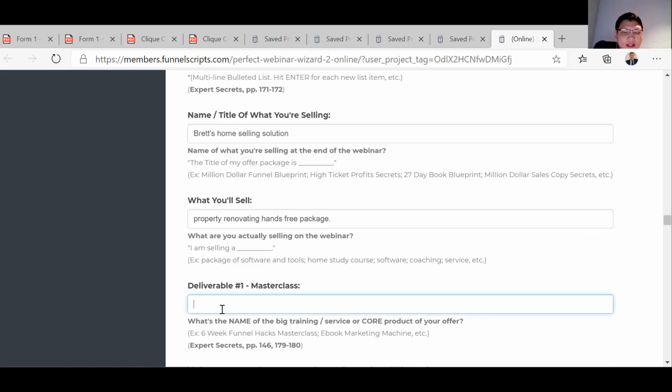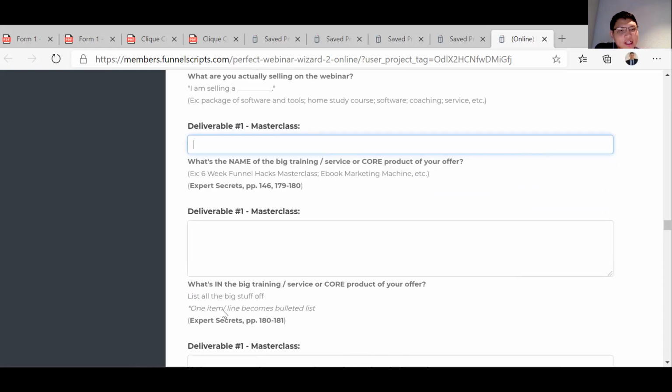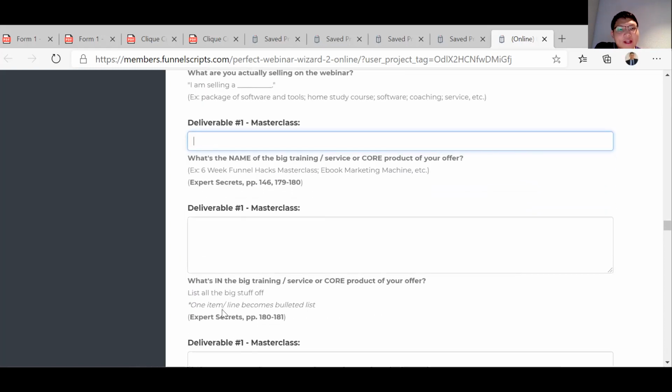Okay, deliverable number one, you just have to break down what is inside your offer. So what is the name of the big training? I think the biggest one, in your case, where people want to sell the property, number one would be project managing. So you help them with project renovation, that's number one in your offer.